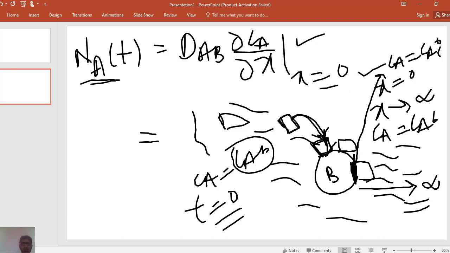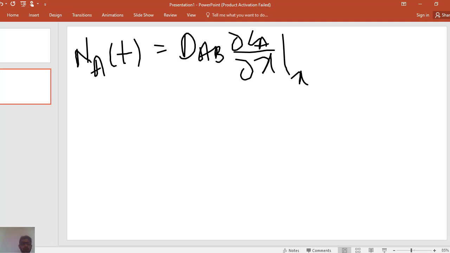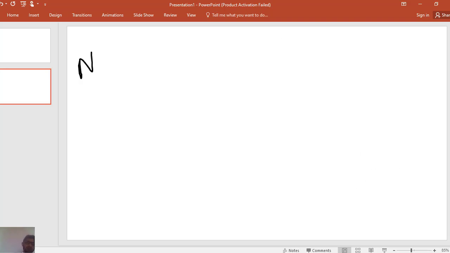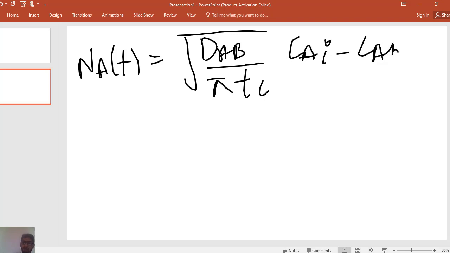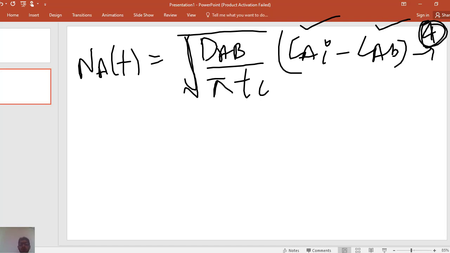which can be further simplified, and the final equation will be given: NA equals, with the diffusivity of A and B, pi, contact time, the concentration of A at the interface, and the concentration of A in the bulk. These can be obtained from the boundary and initial conditions. So please watch my video on heat transfer in a semi-infinite medium. You will get this relation. You cannot obtain this relation directly, but this is the final equation.